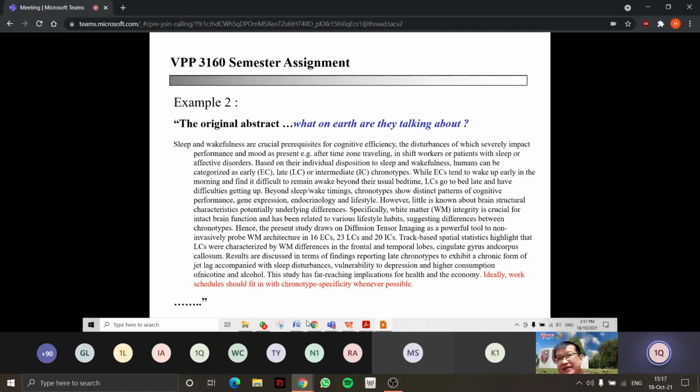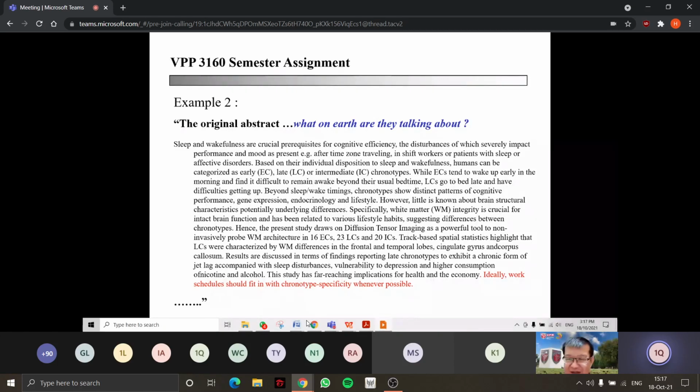So you see, in terms of science, the real publication could be very technical like this. Nobody will understand this. This one is not interesting at all. Chronotypes, sleep and wakefulness, this and that. Nobody is going to pay attention to this because it's so technical.